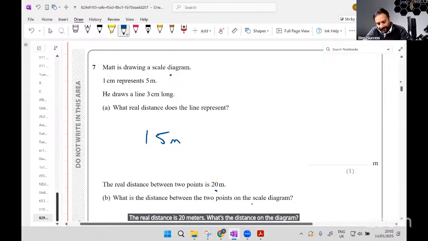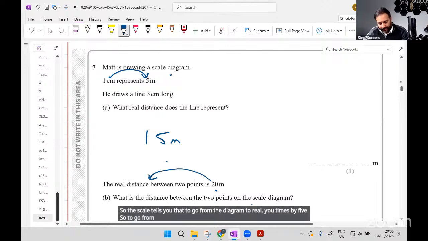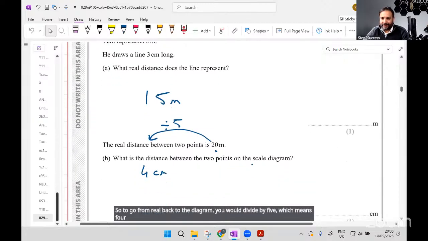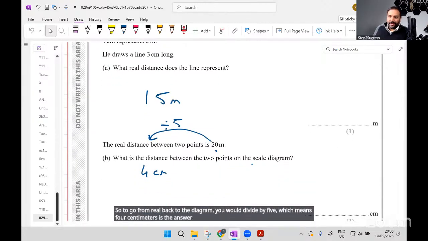So the scale tells you that to go from the diagram to real, you times by 5. So to go from real back to the diagram, you would divide by 5, which means 4 centimeters is the answer.